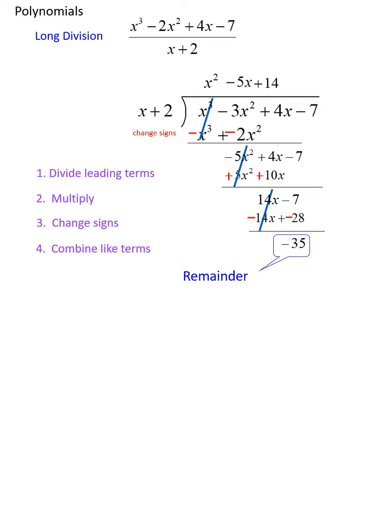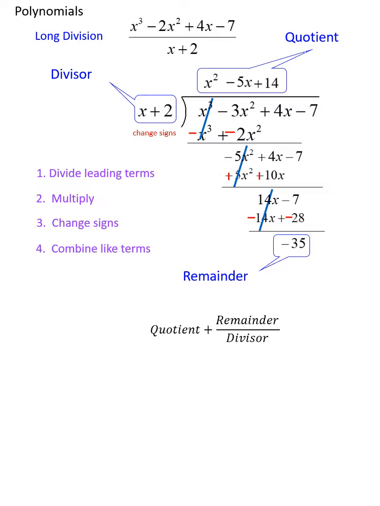But now that we're done, we have our usual vocabulary. That's the remainder, that's the divisor, and that's the quotient. But none of these in isolation is the final answer. The final answer is quotient plus remainder over divisor. And filling all those in, I've got my final answer. The process you've seen twice now is called long division.